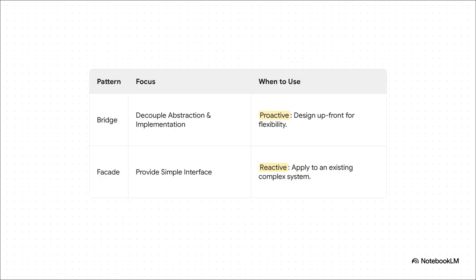Now, what about bridge and facade? They both simplify things, but they do it in different ways and almost at different times. A bridge is proactive. You design it in from the very beginning to prevent a complex mess from ever happening. A facade, on the other hand, is usually reactive. You apply it later on to hide a mess that already exists. So one prevents complexity, the other one hides it.